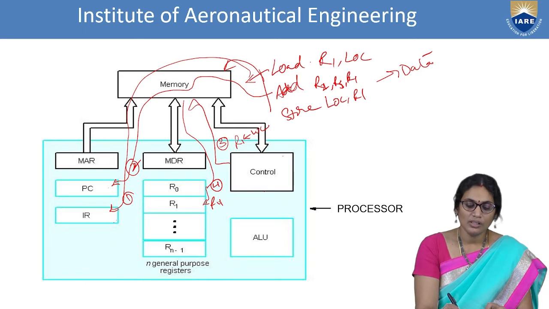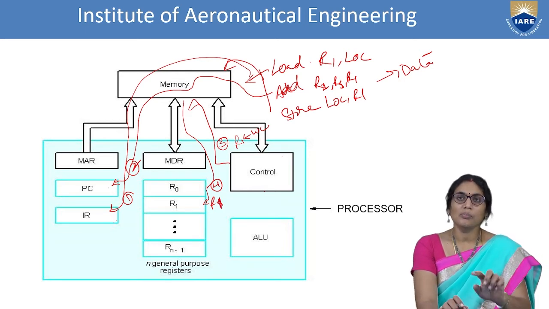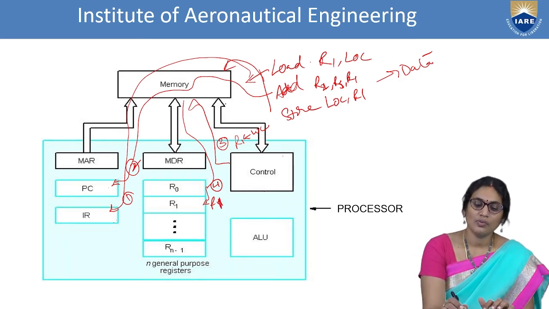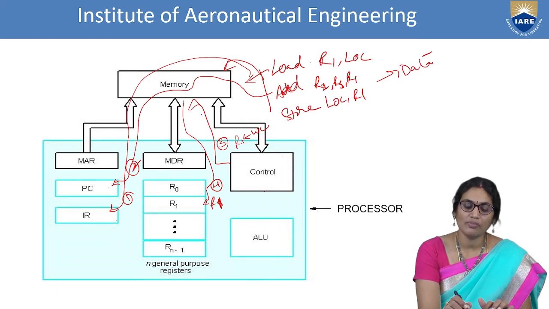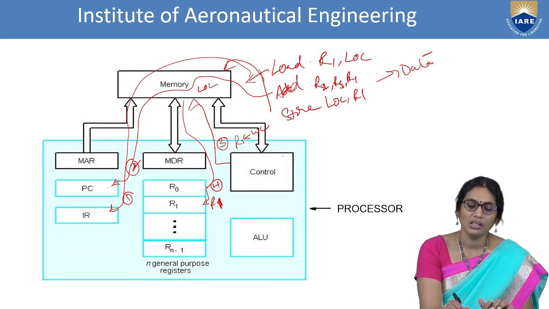So using R1, we are storing the data from memory to R1. Why are you fetching the data again from memory to R1? Because LOC is stored in memory. This data is being fetched from LOC to R1.